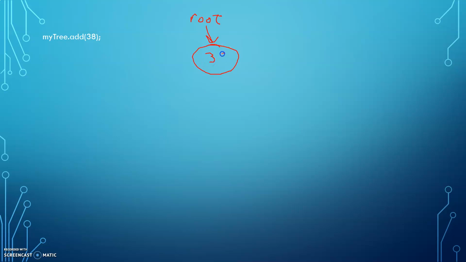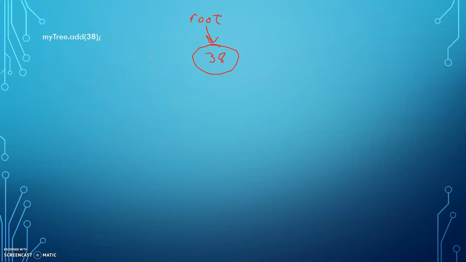Whenever an add is done, we always begin at the root. And so at this point in memory, root would be pointing to 38. Now I'm not going to show it here, but the left and the right of 38 are both going to be null.